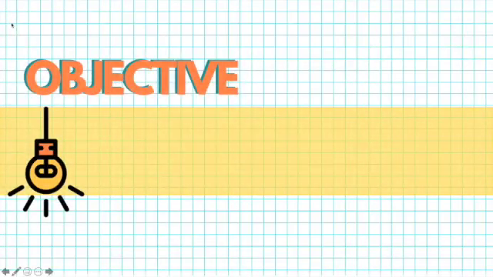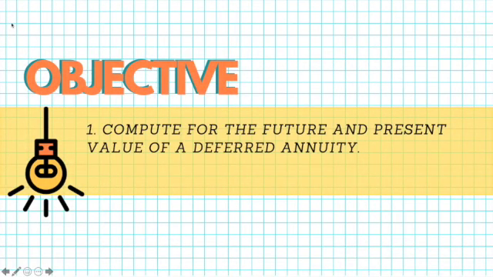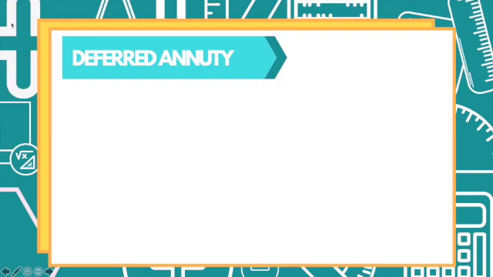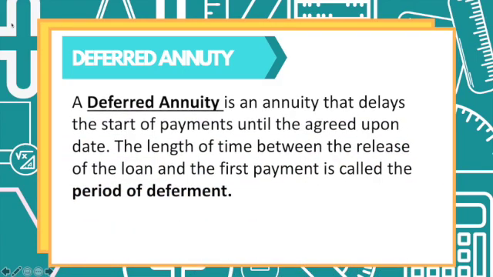The objective for today's video is to be able to compute for the future and present value of a deferred annuity. Okay, so let's talk about the definition of a deferred annuity. When we say deferred annuity, this is a type of annuity that delays the start of payments until the agreed upon date. The length of time between the release of the loan and the first payment is called the period of deferment.